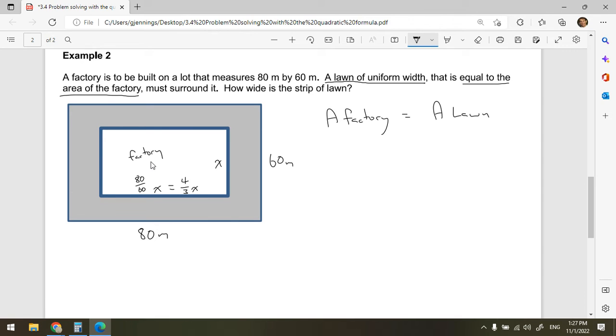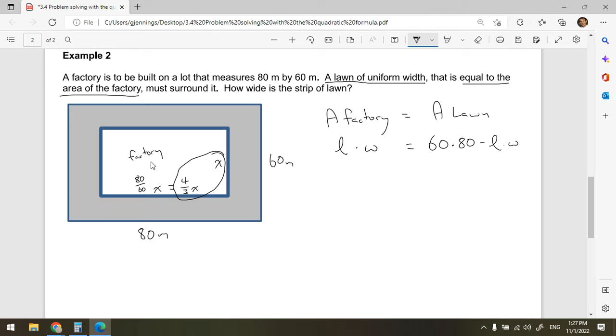So I write an equation. Area of factory equals area of lawn. I know the area of a rectangle. Here are my two dimensions. The area of the factory is just going to be length times width. The area of the lawn will be 60 multiplied by 80 minus the length times the width of the factory. The area of the lawn is the area of the whole lot minus the area of the factory. I want both sides of this equation to equal one another.